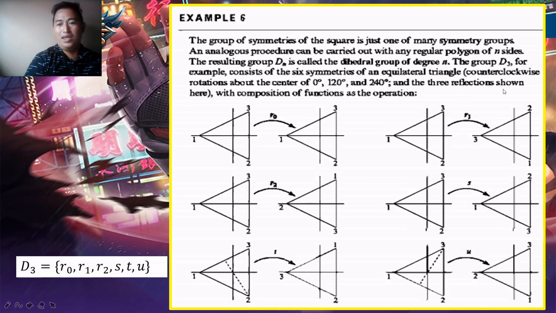Okay, so we have counterclockwise rotations about the center, 0 degrees, 120 degrees, and 240 degrees, and then 3 reflections shown here, with composition of functions as the operation. First, we label the triangle 1, 2, 3. We rotate it. R sub 0 is the 0 degree rotation, so it is just a copy. Next, R sub 1: 3 goes to 1, 1 goes to 2, and 2 goes to the place of 3. So this is the triangle rotated by 120 degrees.